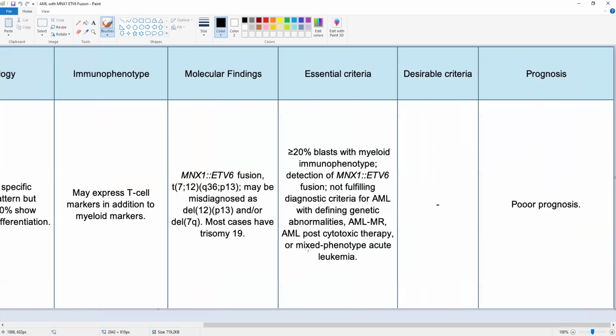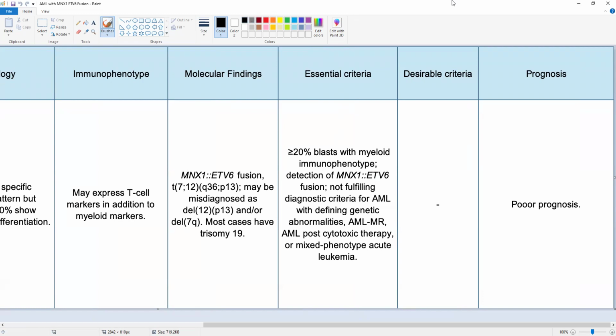And then for molecular findings, MNX1-ETV6 fusion, translocation 7;12, is seen in this entity, and most cases have trisomy 19. The essential criteria is similar to the previous cases, and you have to identify the MNX1-ETV6 fusion, and this entity has poor prognosis.